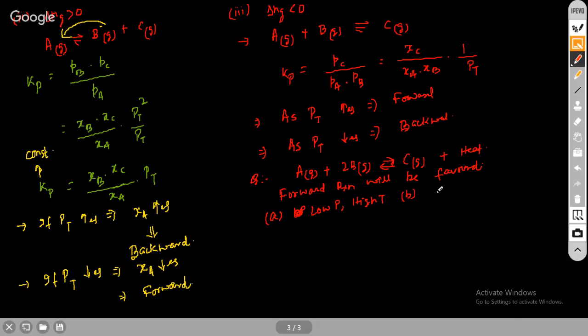Second one, low pressure, low temperature. Third one, high pressure, high temperature. And fourth one, high pressure, low temperature. Like this, the four options are given. Tell me the answer of this question.